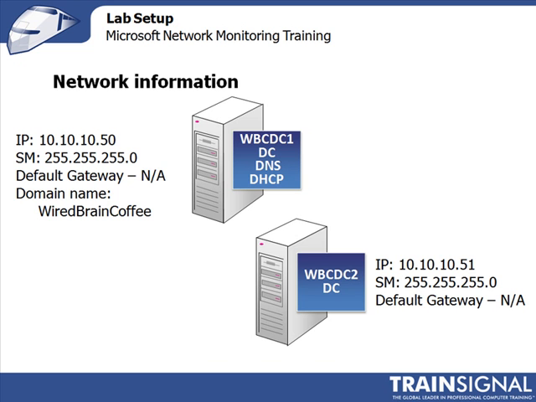Now check out WBC DC2. His IP address has the same network ID because they're on the same subnet. So the first three numbers are going to be the same, 10.10.10. And the last number is his host ID. That'll be 51. He also has a 24-bit subnet mask. Now, neither of these machines have a default gateway because I'd like to keep the traces as small as possible for getting started. And as I mentioned just a minute ago, our domain name is Wired BrainCoffee.